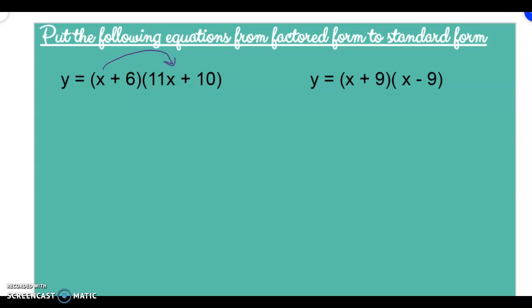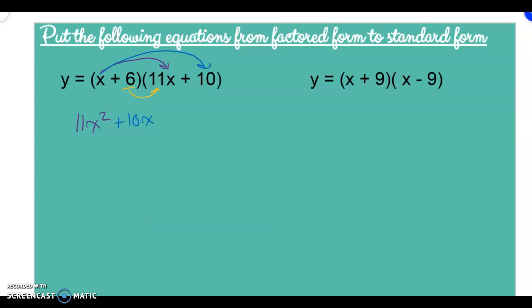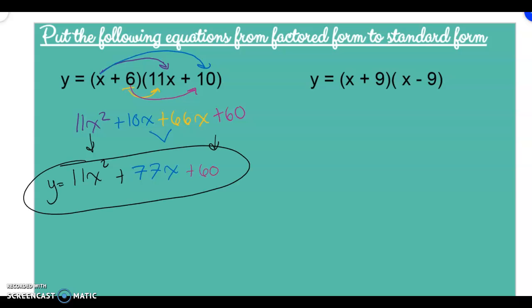So if I have x times 11x, that's going to be 11x squared. And then I would take my x and multiply it by my 10, and I'd get plus 10x. And do the same thing here. Take my 6 and multiply it by 11 to get 66x. And then 6 times 10 is 60. And now to finish it into standard form, I need to make sure I combined like terms. So I can combine my x's here, and everything else is just going to come straight down. And there we go. There's our standard form.